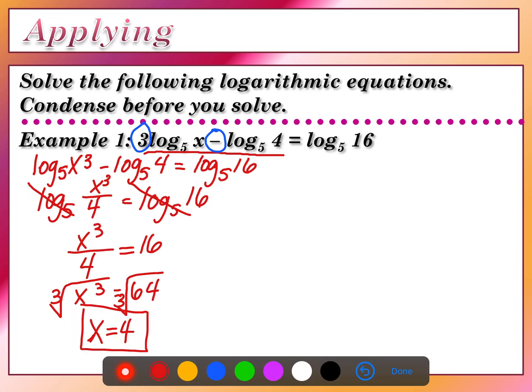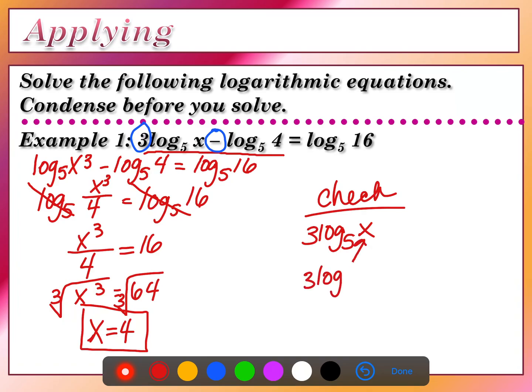You want to make sure that you take your answer and plug it back into the problem to make sure that you're not taking the log of a negative or a 0. So I would plug that back in to 3 log base 5 of x. That's the only place we have a variable. I plug that back in, and that answer looks good because I'm just taking the log of 4. So 4 is my final answer.